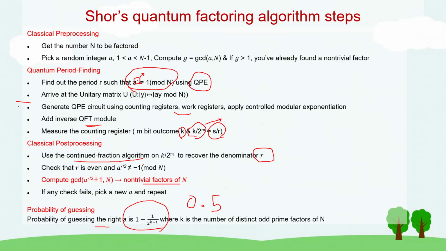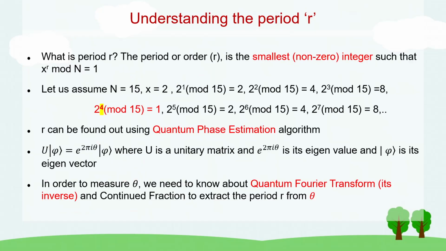So now, how to do QPE? And why is it called period R? Shor called it period R. First of all, what is it? The period R is the smallest non-zero integer such that x to the power of R mod n equals 1. So this is the fundamental thing, right?